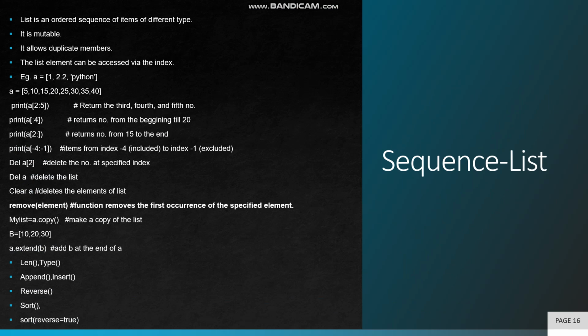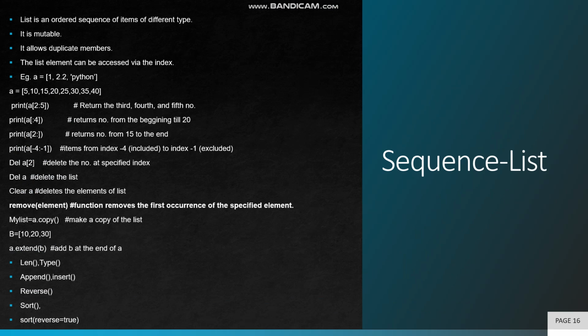Let's get into this list concept. So first of all, what is sequence? List is a sequence or collection data type of Python. So what is sequence or collection data type? Collection or sequence is a special kind of data type which can hold multiple values of different types in Python.